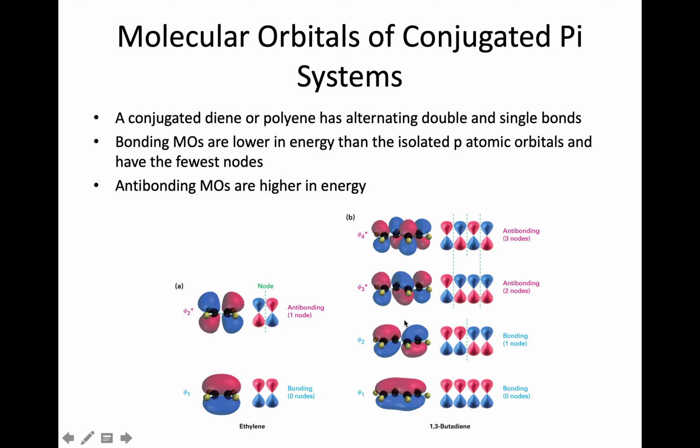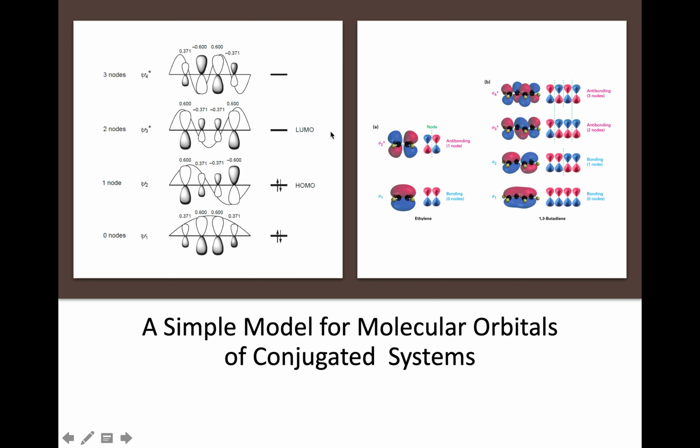And the way that we label these orbitals is basically from lowest to highest energy, where the lowest energy orbital has 0 nodes. The next highest energy orbital has 1 node. The first antibonding orbital has 2 nodes, and then the highest antibonding orbital has 3 nodes. So in fact, this ends up mimicking the particle in a box energy eigenstates.